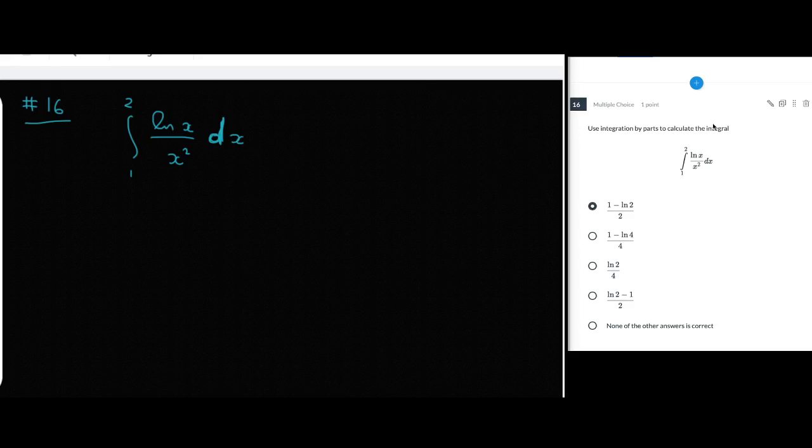Okay, problem number 16. In this problem, we are asked to use integration by parts to calculate the integral from 1 to 2 of natural logarithm of x divided by x squared dx. I want to spend a little bit of time exploring different ways of calculating this integral.